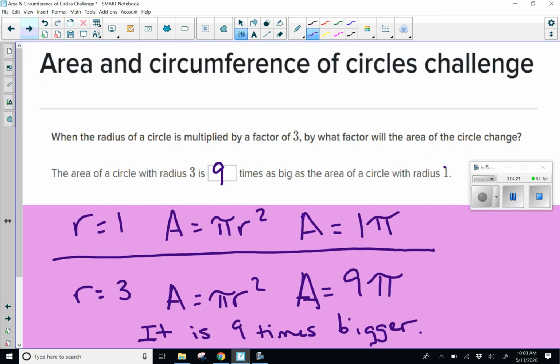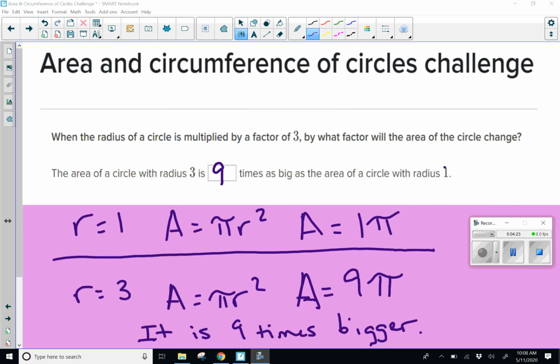Let's try another one. It says when the radius of a circle is multiplied by a factor of 3, by what factor will the area of the circle change? This one can be tricky. So I'm going to do this as a hypothetical. Let's say my radius is 1. Let's calculate our area with a radius of 1. A equals pi r squared. There's our formula. If I plug my radius in, 1 squared leaves me with an area of 1 pi.